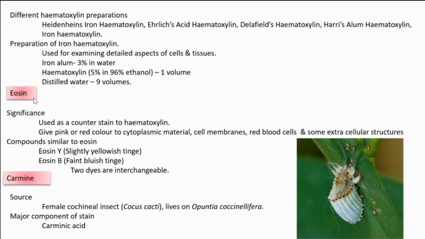Next, another type of stain called eosin. What is the significance of eosin? It is usually used as a counter stain to hematoxylin. What is meant by a counter stain? Counter stain means what?